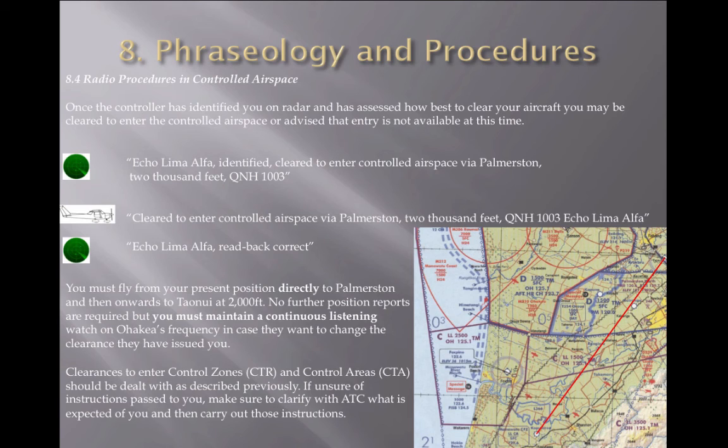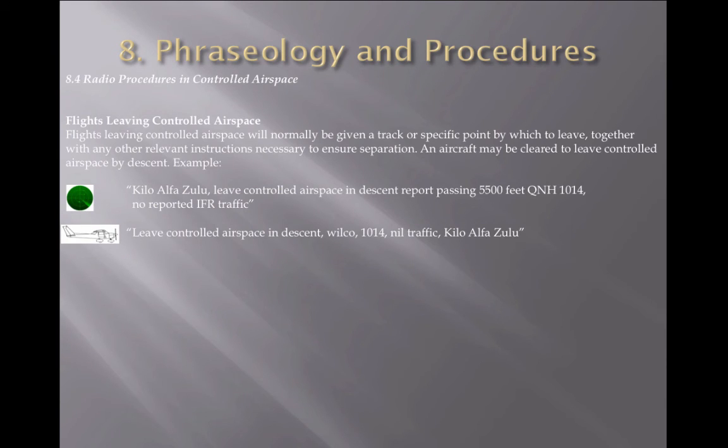Clearance to enter control zones and control areas should be dealt with as described previously. If unsure of the instructions passed to you, make sure you clarify with ATC what is expected of you and then carry out those instructions to the letter. Flights leaving controlled airspace will normally be given a track or a specific point by which to leave, together with any other relevant instructions necessary to ensure separation and the safety of your aircraft and those around you.